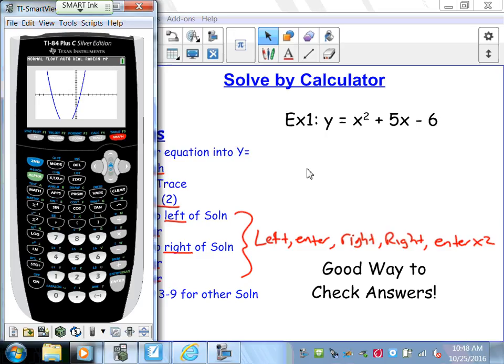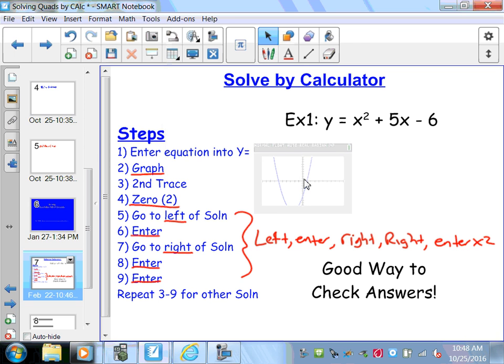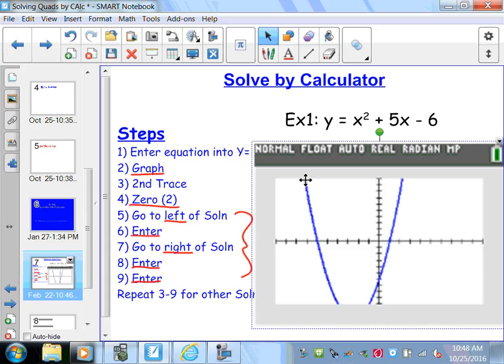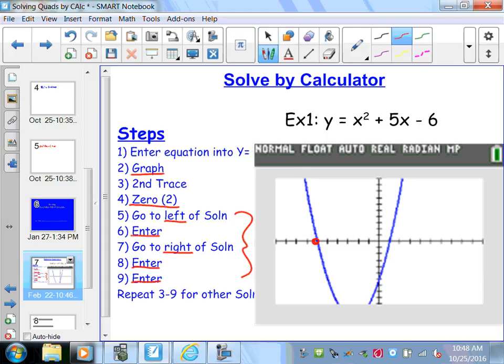There it is. It actually goes exactly on those points. So you can see that -6 and 1 are your actual answers, right? If you're not sure though, all of those steps is how to find the exact answer.